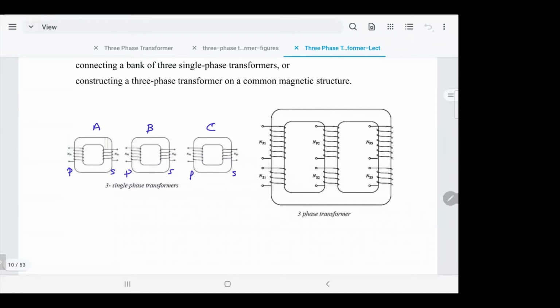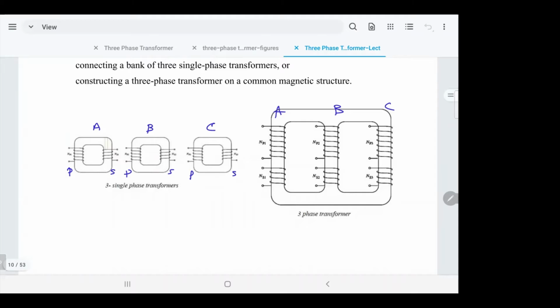Or more like here, it's only one transformer. And then in each core, you have two windings. The top, the primary, and the bottom one, the secondary. The same thing. So that represents phase A, phase B, phase C. So we got two options. Either we have three single phase transformers or one three-phase transformer.